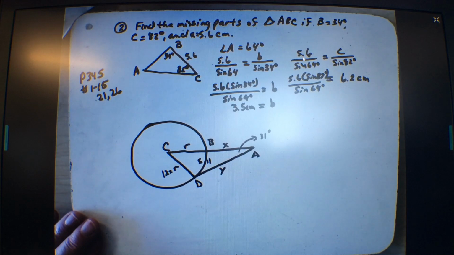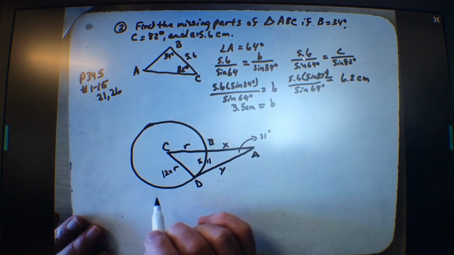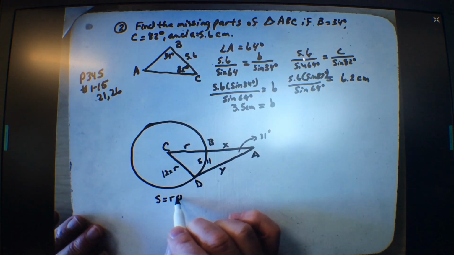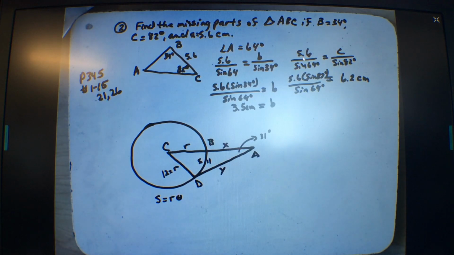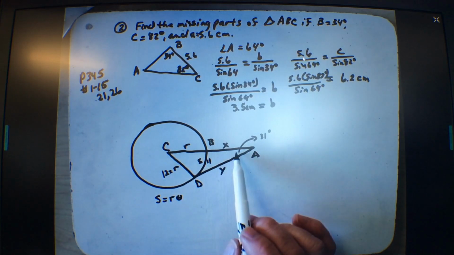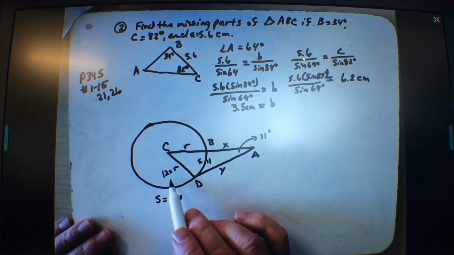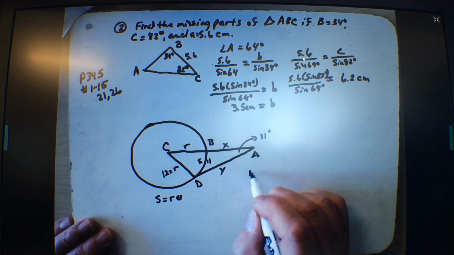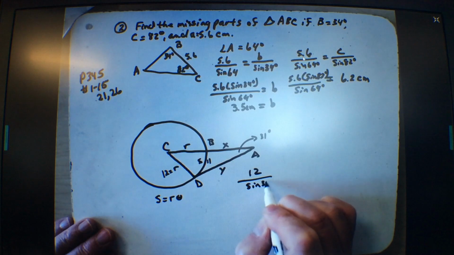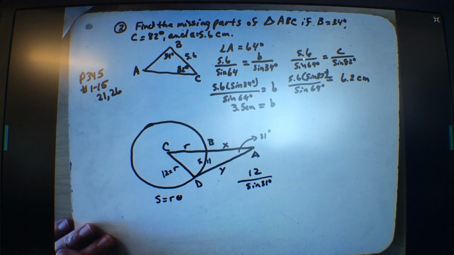We do not have a right triangle, correct? No. All right, so they gave us S. Do you guys remember a formula that said S equals R theta? Just keep that in mind. Theta has to be in radians. I don't know if we're going to use that or not, but let's keep that in mind. So x is, we have the side, this side, opposite that. So we do have an angle and the length across from it. So we could say that 12 over the sine of 31 degrees. And the question is how big is x?